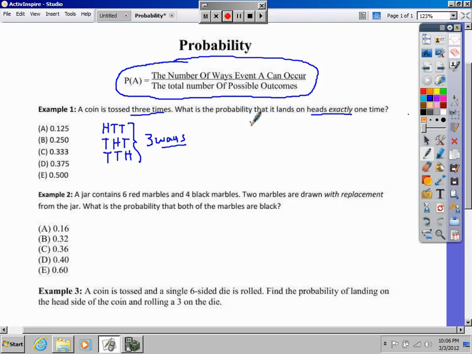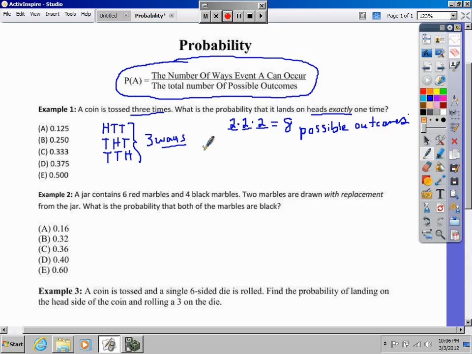But then we have to look at the total possibilities. For each flip of the coin, there are 2 possibilities. There are 2 possibilities in the first flip, 2 in the second, and 2 in the third. If I multiply those together, 2 times 2 times 2 is 8 possible outcomes.